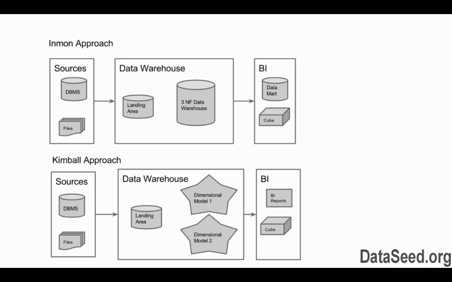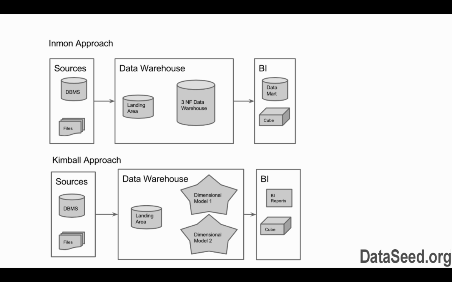So if I have to show it in the picture, I would show it like this. For Inman approach, we have various sources which are used to acquire the data. Then we have the data warehouse, which might have a landing area, also called staging area, which feeds into the data warehouse. The data warehouse is in third normal form. We can have data marts or cubes, which can be created after the data warehouse has been created, and if the business wants to query on something very, very specific.